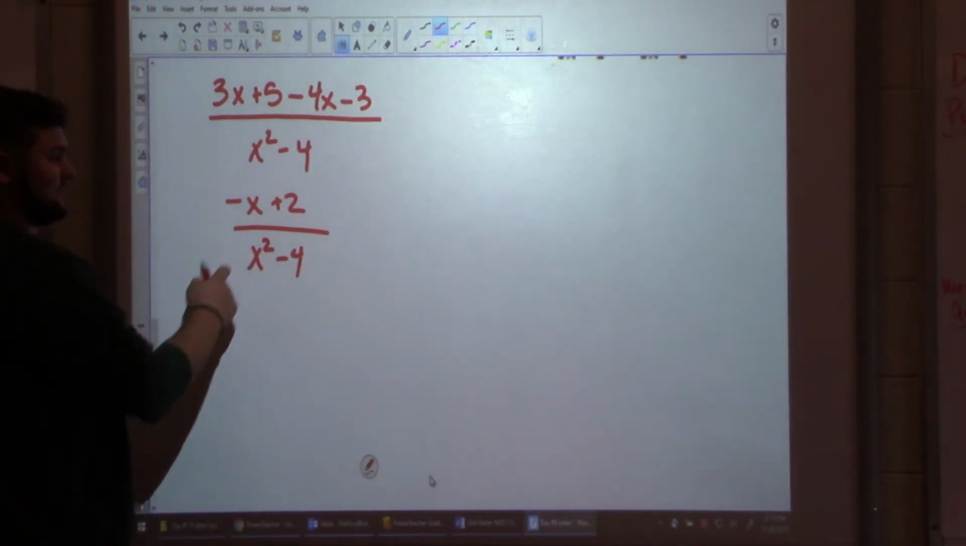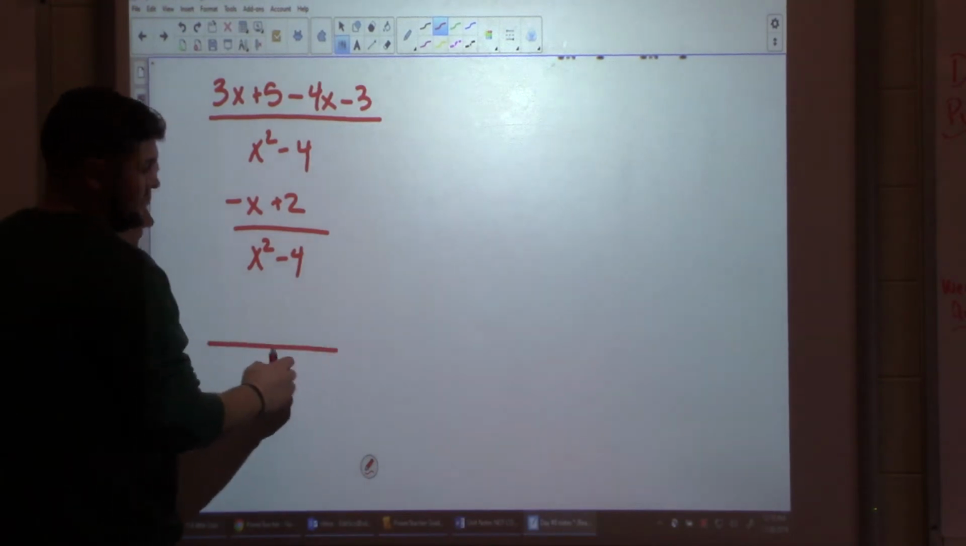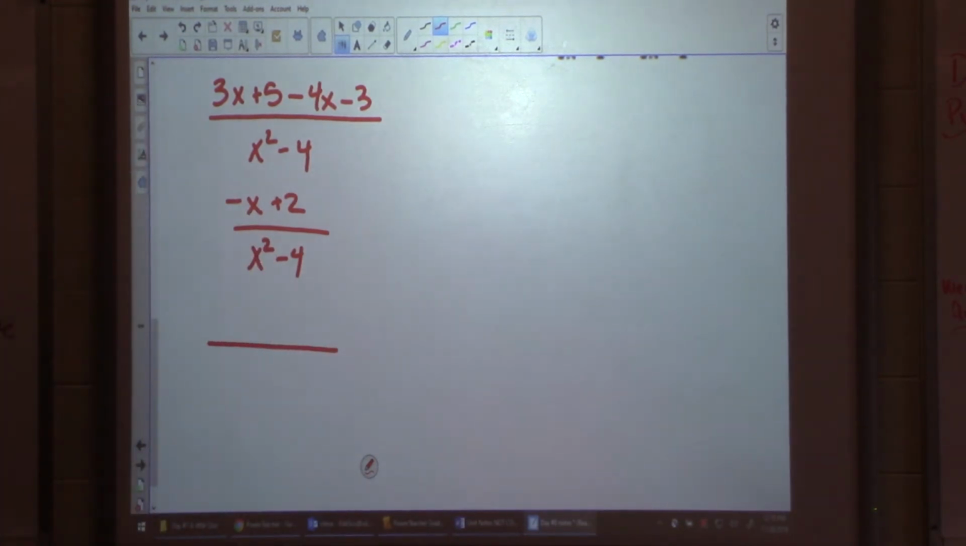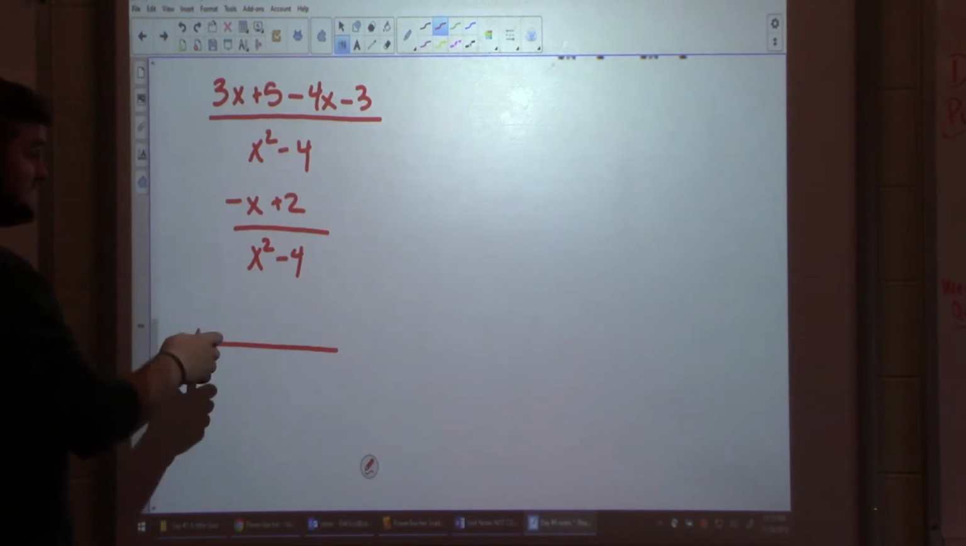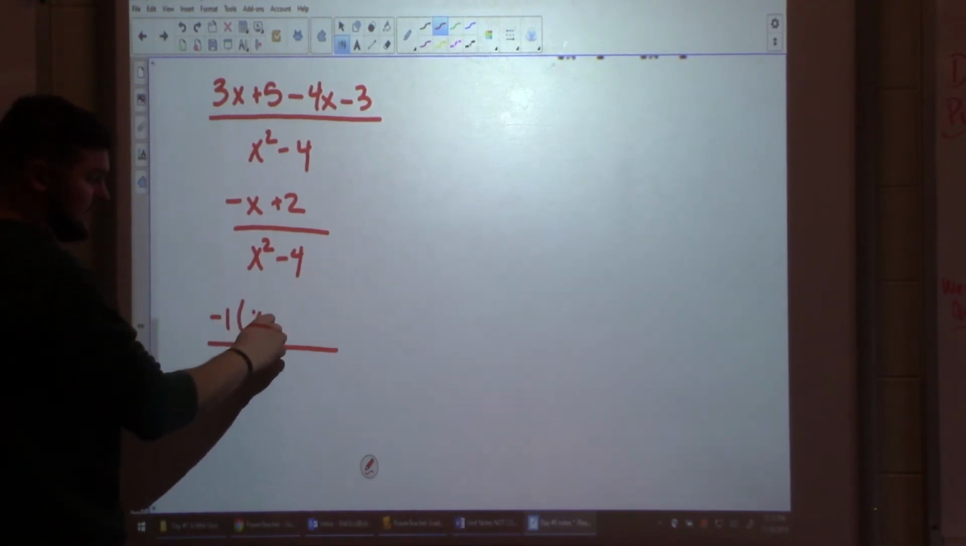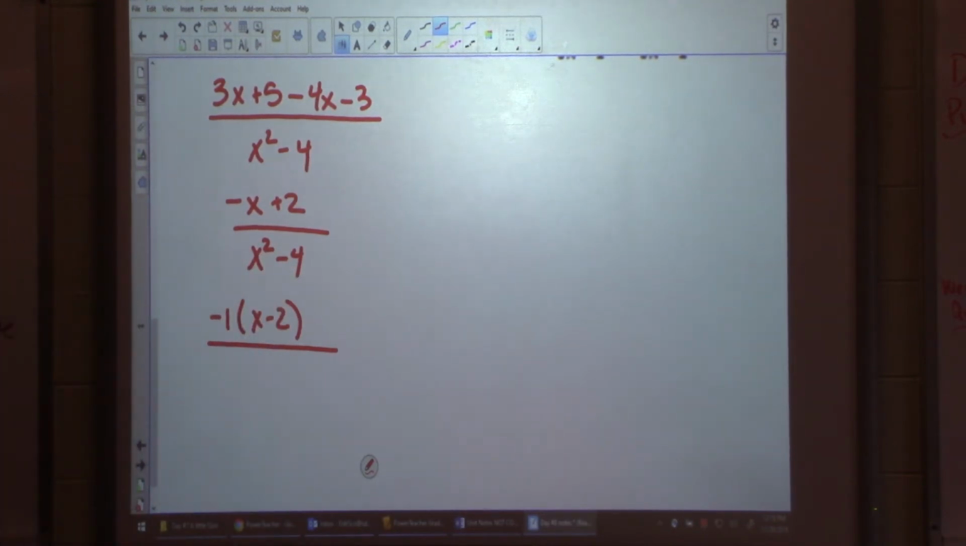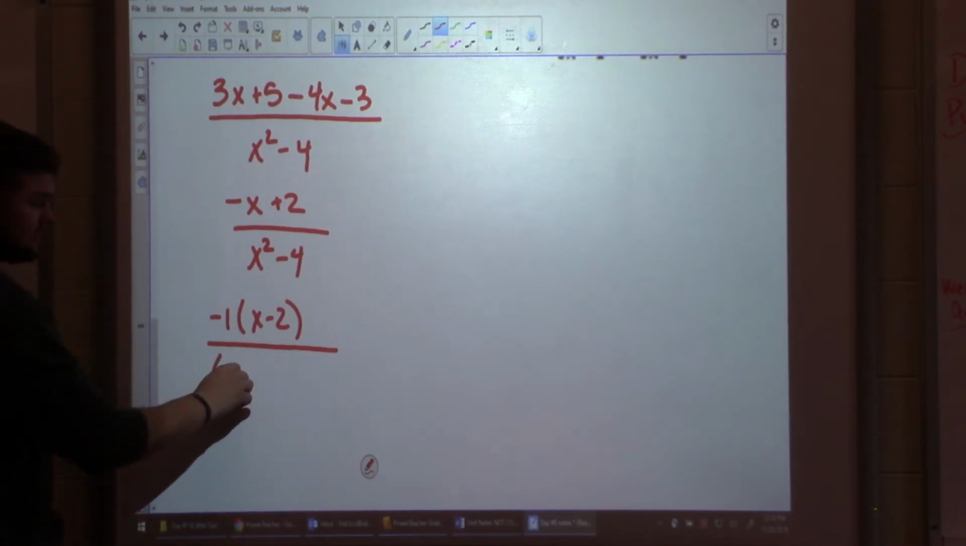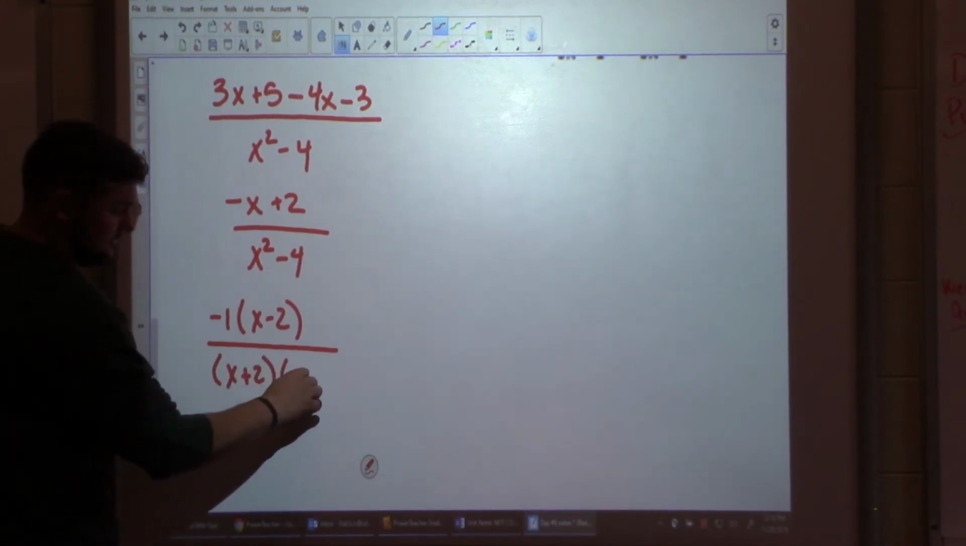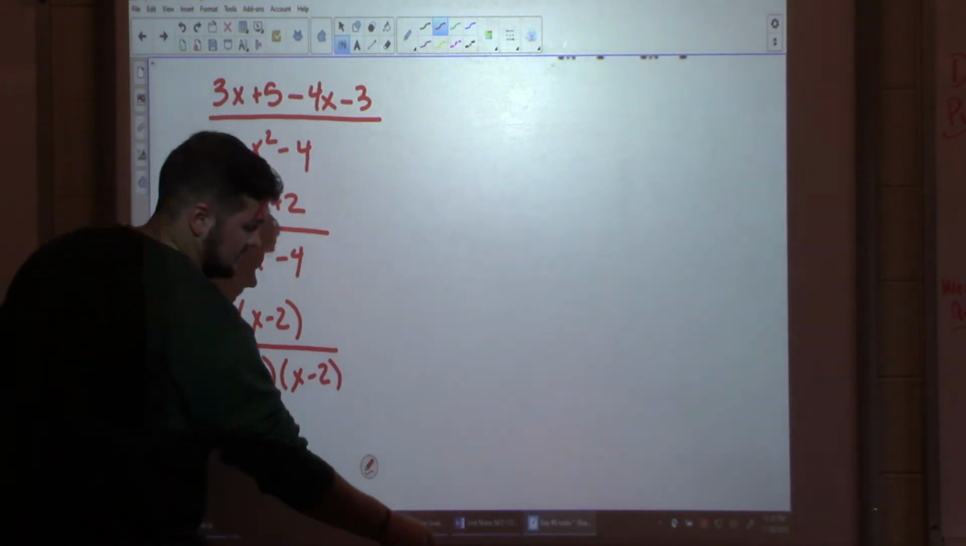Whoa, let's factor it. See if we can simplify. Hey, the numerator, how do you think I might want to factor that? Take a negative 1 out, make it a positive x. Negative 1 times x minus 2. Ooh, that denominator, it's got a special name. Difference of perfect squares. It becomes x plus 2, x minus 2.